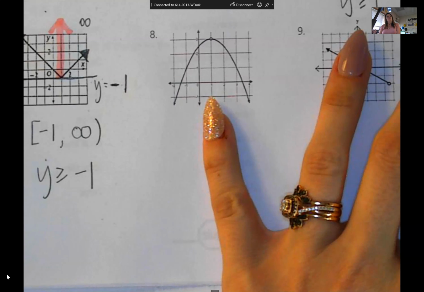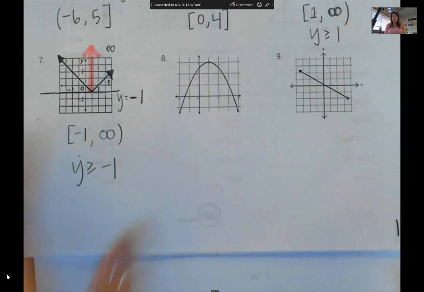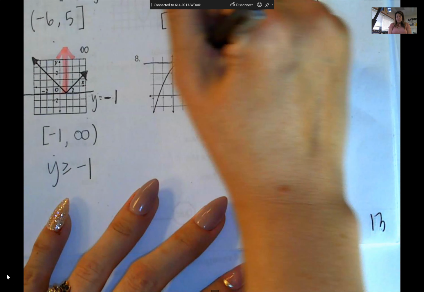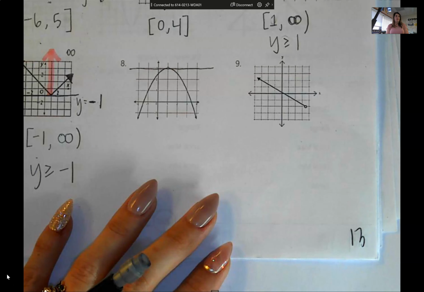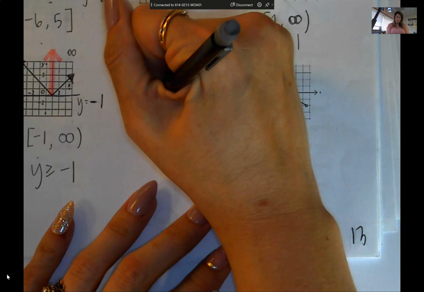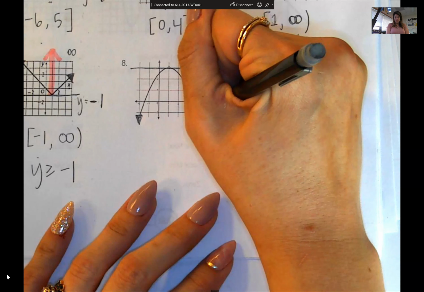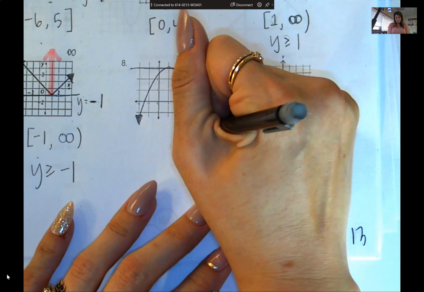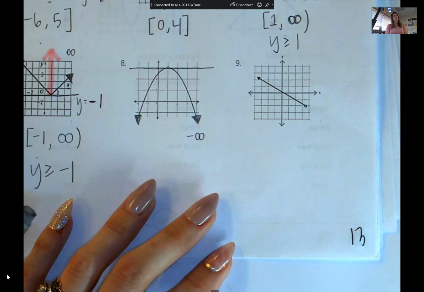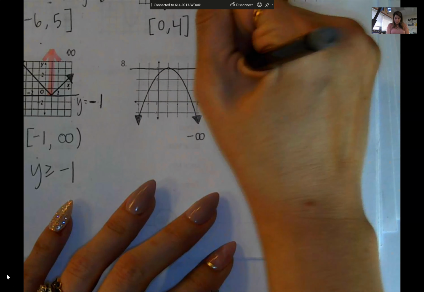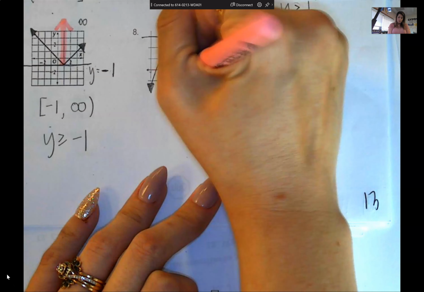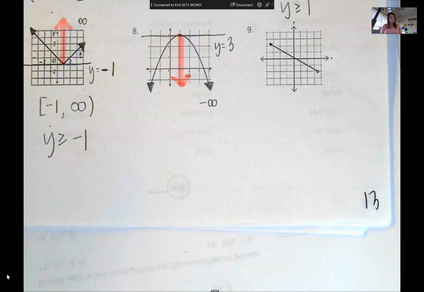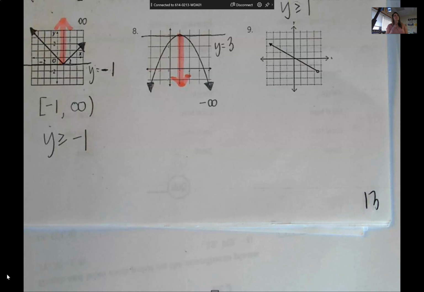Now this guy caused us all types of problems on domain. This one's more interesting or even slightly easier as range. This time, your bottom doesn't stop. What's your top? 3. So if I wanted to use my highlighter to show you the range, it looks like that this time. So you have an arrow pointing down.